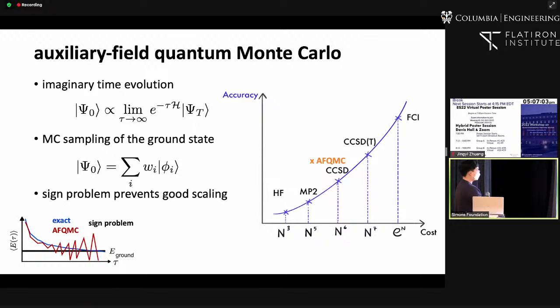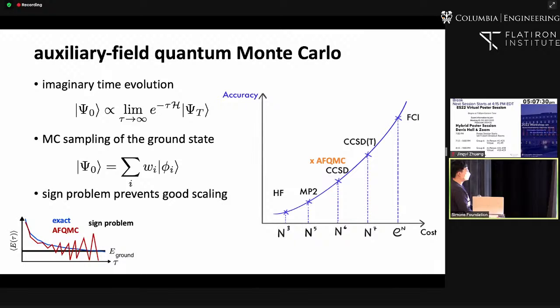So to be more precise, if you monitor this energy as a function of imaginary time, initially AFQMC closely follows this exact imaginary time propagation result. But after a while, as you approach the long tau limit, you essentially get a random number in the end. The statistical uncertainty is too big, so you can't really get any statistically meaningful results.